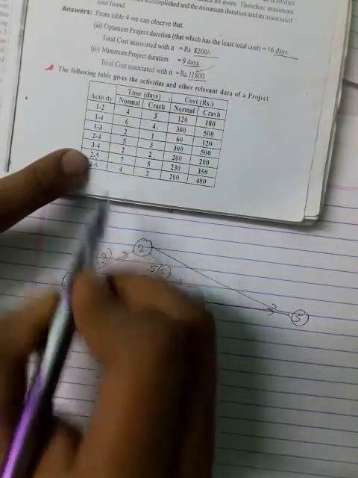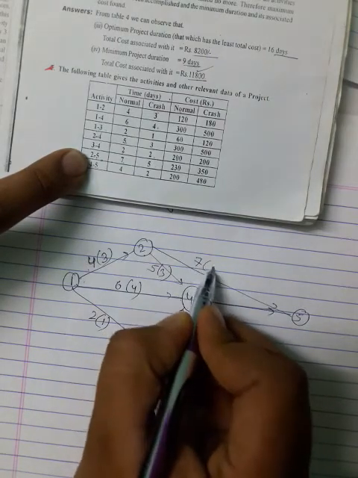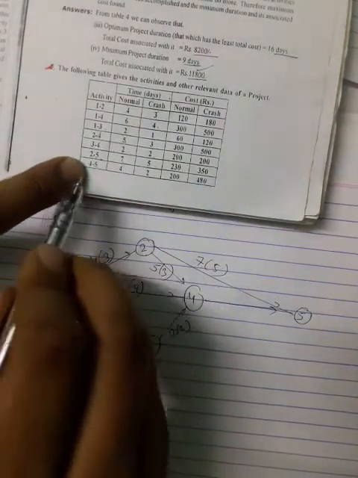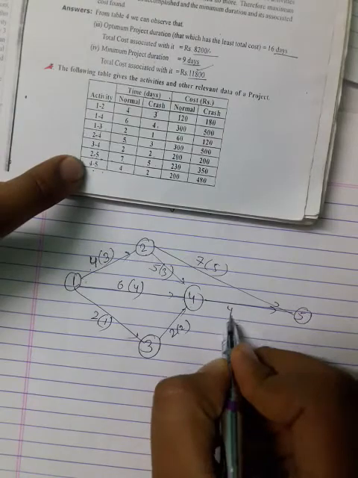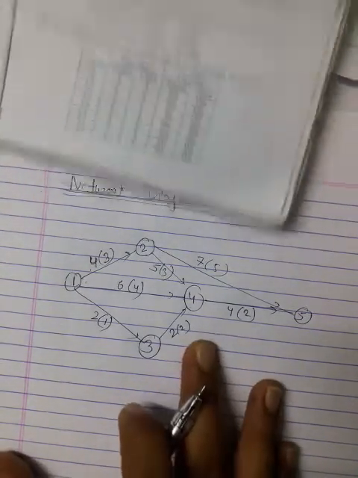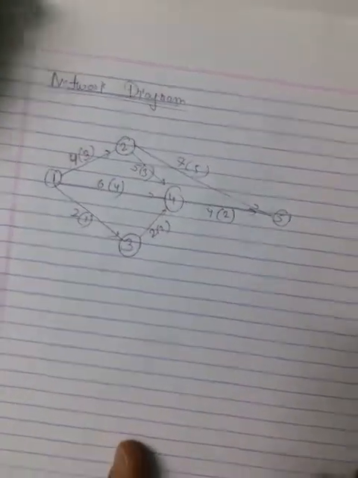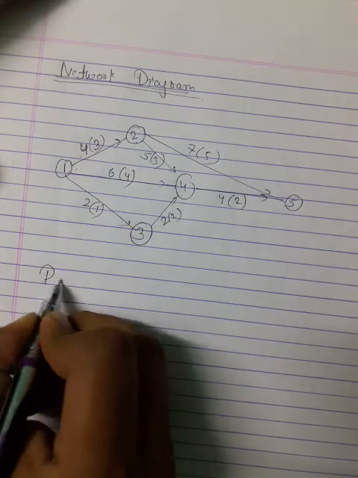Further, 2 to 5. For the 2 to 5 activity I am having 7 and 5. 7 outside, 5 inside of the bracket. For the 4 to 5, 4 outside, 2 inside of the bracket. This completes your network diagram. Further, you have to make the possible paths. Right here, possible paths.